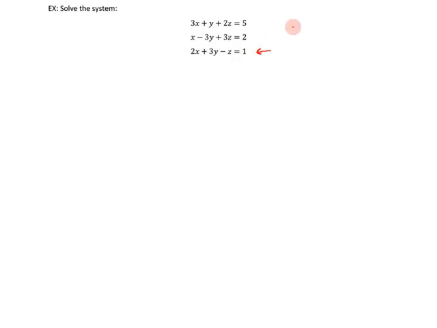What I'm going to do, of course, calling these equations 1, 2, and 3, is start with this pair. Because I can get rid of this z pretty easily in both of these by multiplying this one by 2.